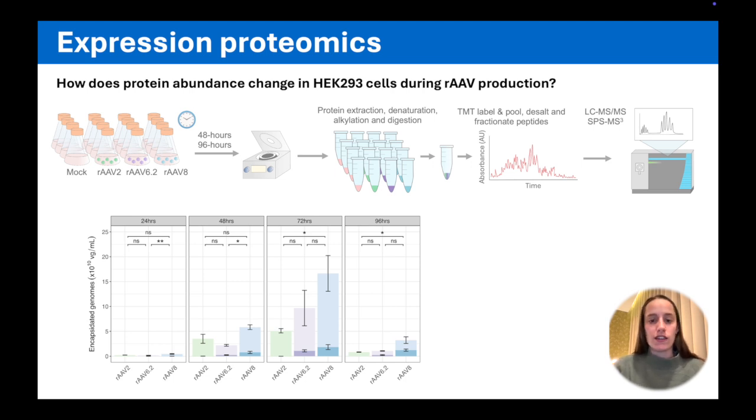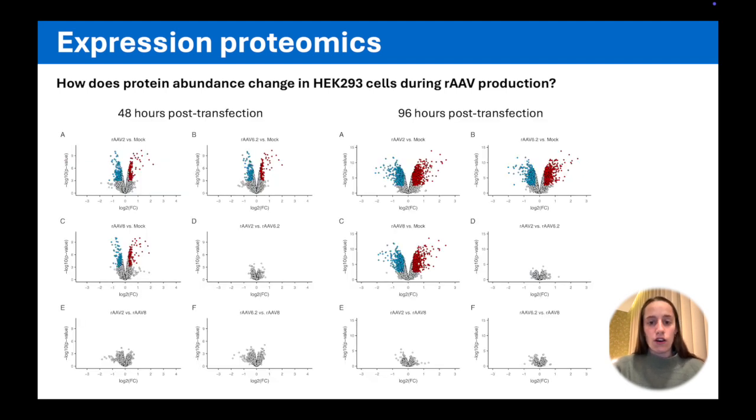And interestingly, these serotype-dependent differences in AAV yield were not reflected in the total proteome data. So although the HEK293 cells did show a common response to the production of AAV, as shown in the first 3 volcano plots at each time point, there were no significant differences in the proteome of HEK293 cells producing different AAV serotypes, as is shown in the last 3 volcano plots in each time point.